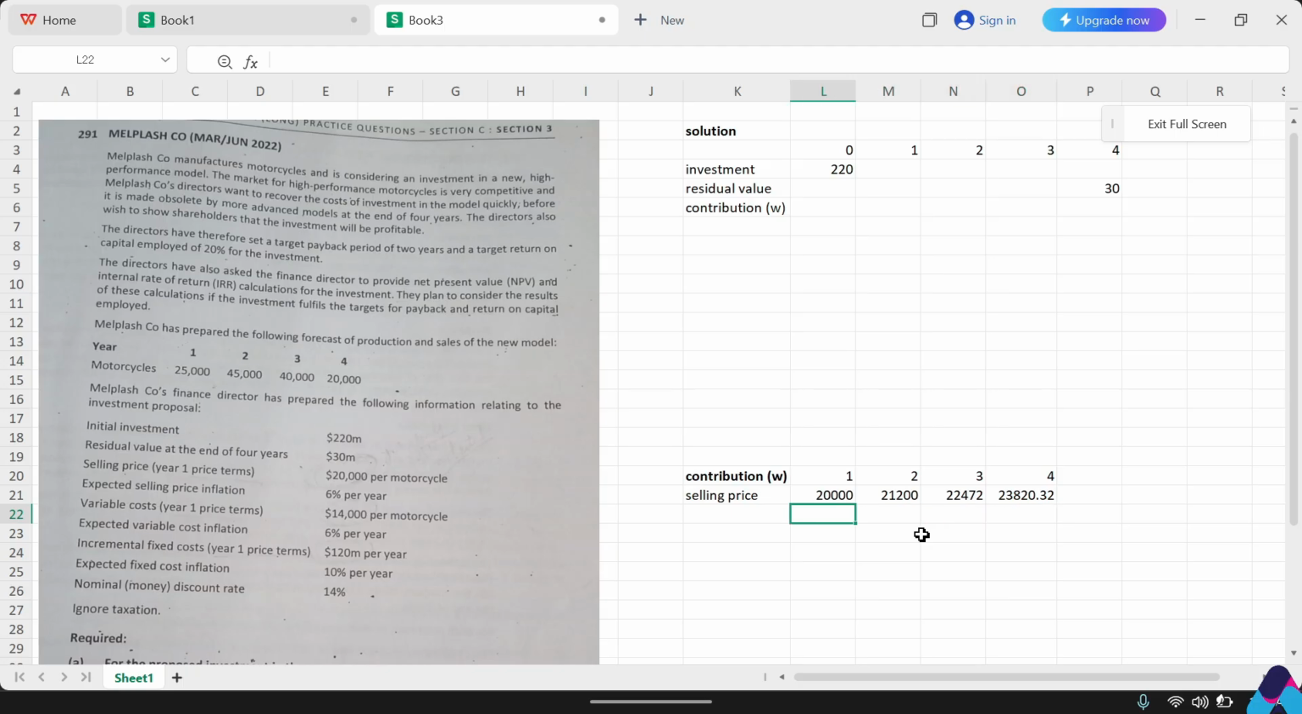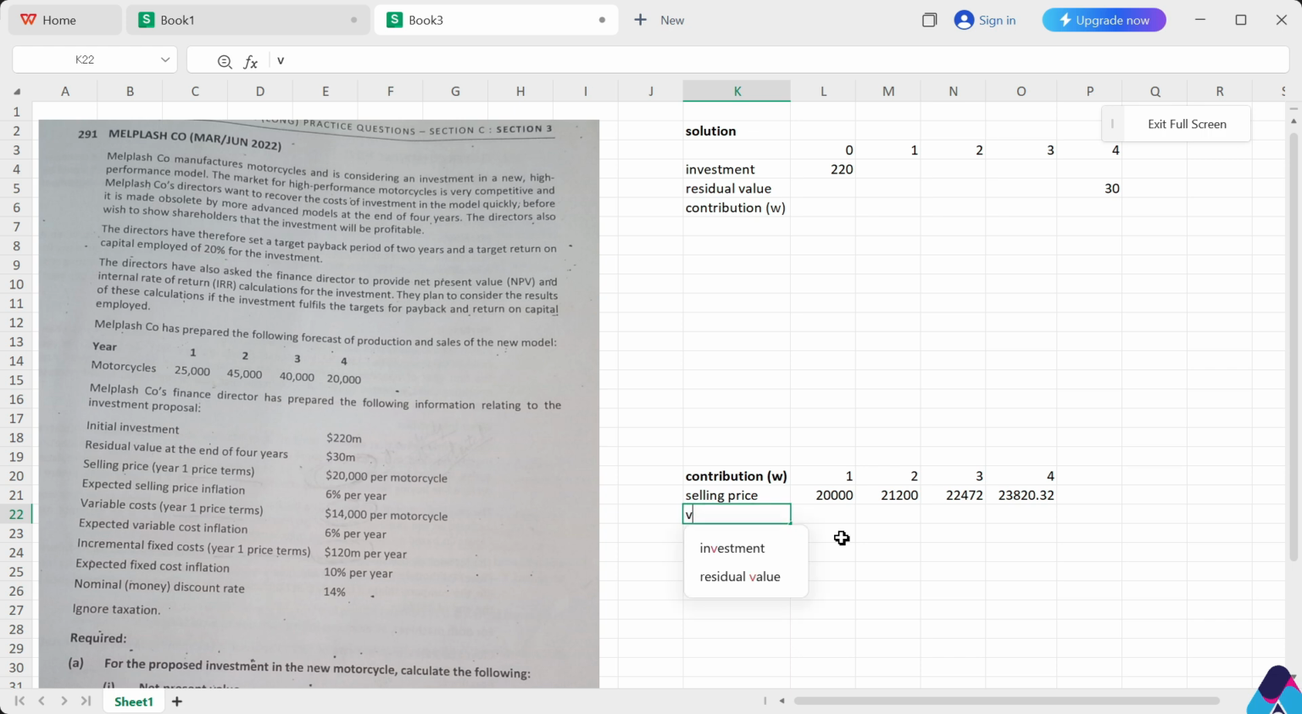Now, from these, we will have to subtract our variable costs to get the contribution. And for variable cost, obviously, we have to do the same thing. You can see variable cost year one price term is 14,000. So that means for year one, it's going to be the same as given to you in the question, 14,000. No inflation adjustment needed. And now from year two, I'm going to adjust it for inflation. So I'm going to select year one variable cost.